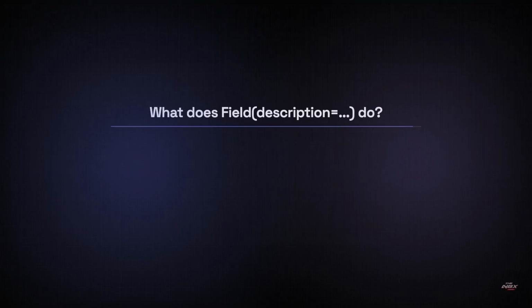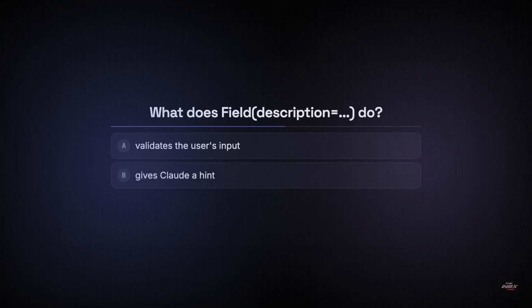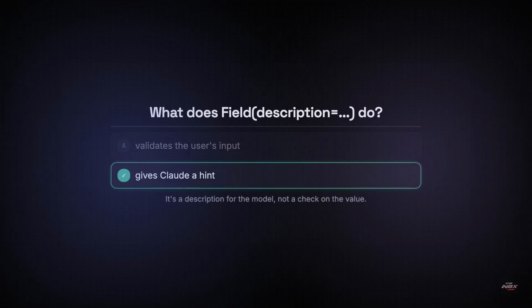From the course, what does Field with the description actually do? It validates user input, or it gives Claude a hint about the parameter. Have a think, and pause if you'd like a moment. Ready? It's a hint for Claude. Pydantic can validate types elsewhere, but that description exists purely so the model understands what to put in the slot.